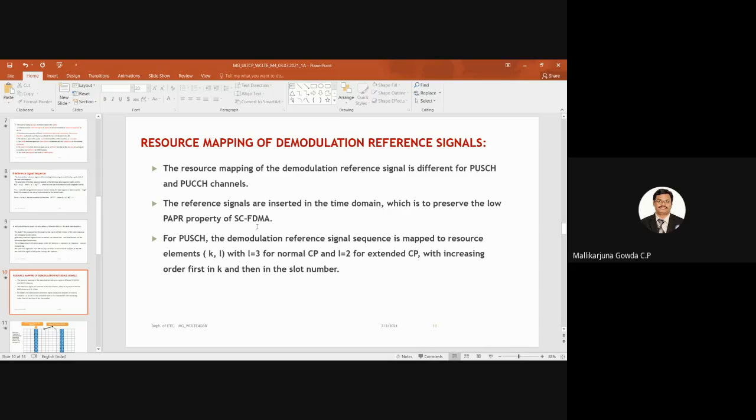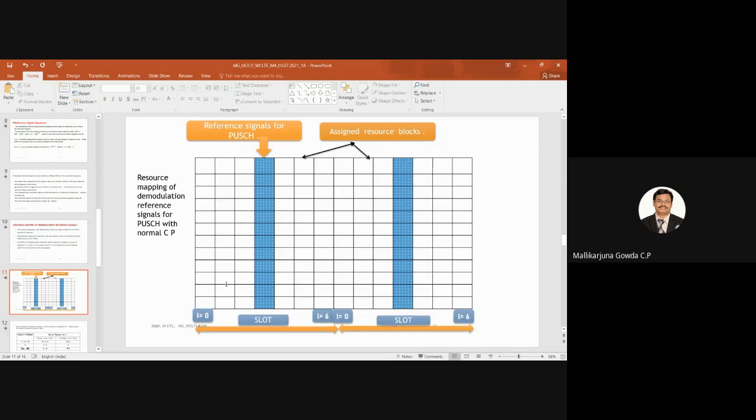which is to preserve the low PAPR property of the SC-FDMA. For PUSCH, the demodulation reference signal sequence is mapped to resource elements (k, l), with l equal to 3 for normal cyclic prefix and l equal to 2 for extended cyclic prefix, with increasing order first in k and then in the slot number. I think I have shown how this is allocated. This is about the allocation of the reference signal for PUSCH.